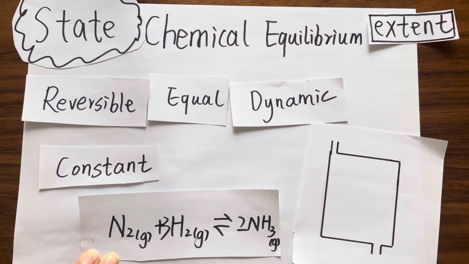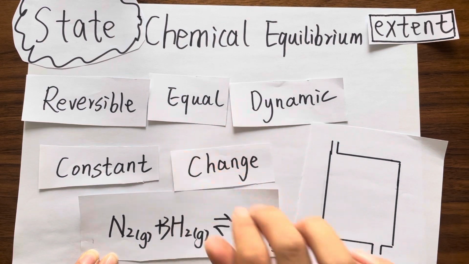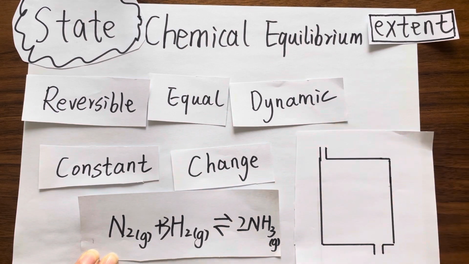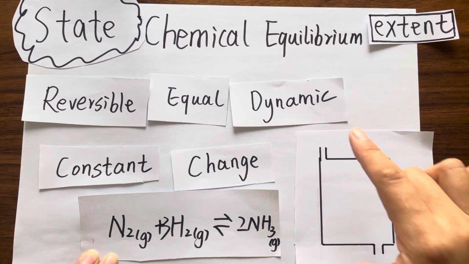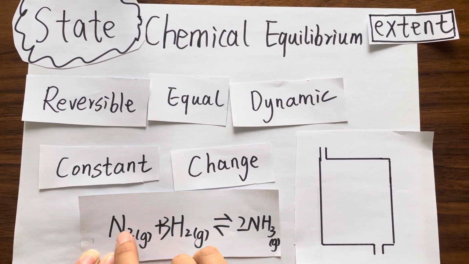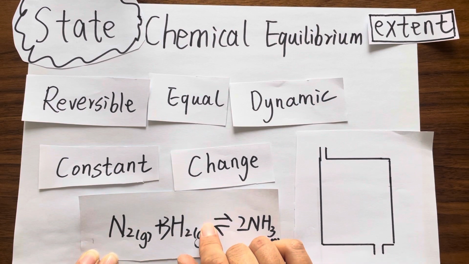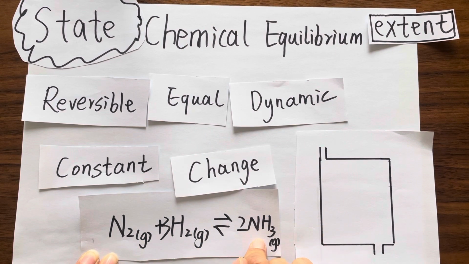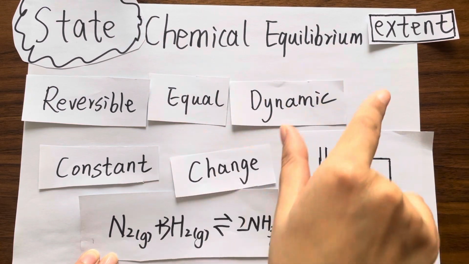And the fifth one is called change. Change means that once you change a condition, in this model, once you change the amount of water flowing in or out, the equilibrium is interrupted. And for such a reaction, once a condition is changed, for example, we put more nitrogen gas in, we put more ammonia in, or we change the temperature, the pressure, or the volume of the container, any condition that is changed, then we say that the chemical equilibrium is interrupted.